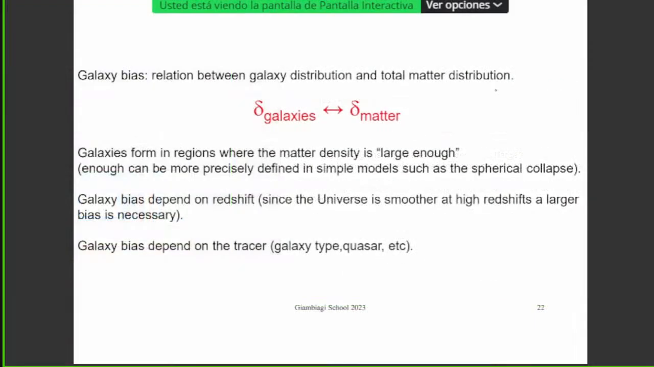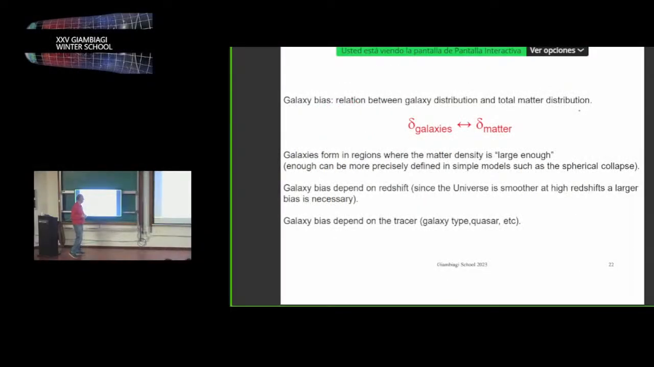So we want to connect the perturbations in galaxies. So in Dark Energy Survey, we see galaxies everywhere. And then we take a region of space and compute how many galaxies are there. And this is a perturbation over an average of the galaxies that we see. So we see everything is galaxies. We don't see dark matter. But galaxies form in regions where the matter density is, in quotation marks, large enough. So what is meant by large enough? I can be more precise, but I will not. But they can be defined in models such as spherical collapse, etc.